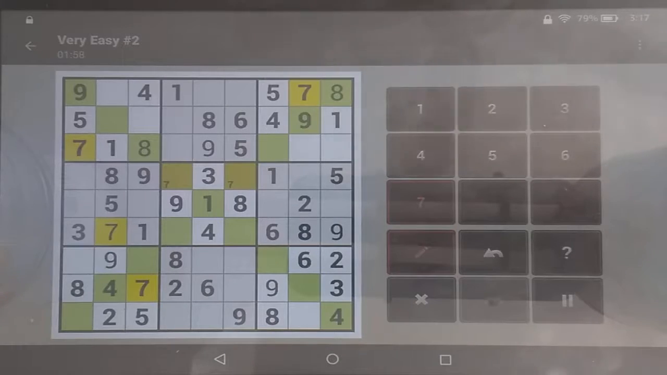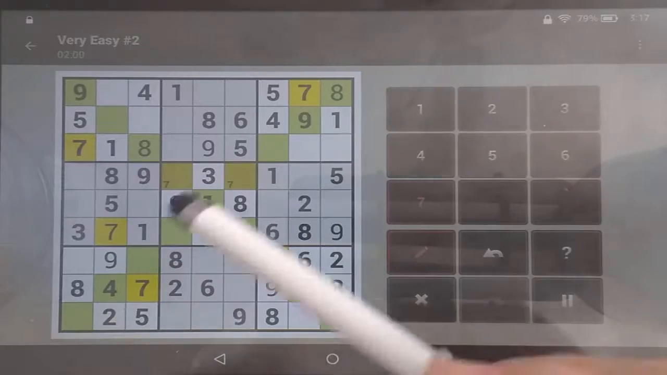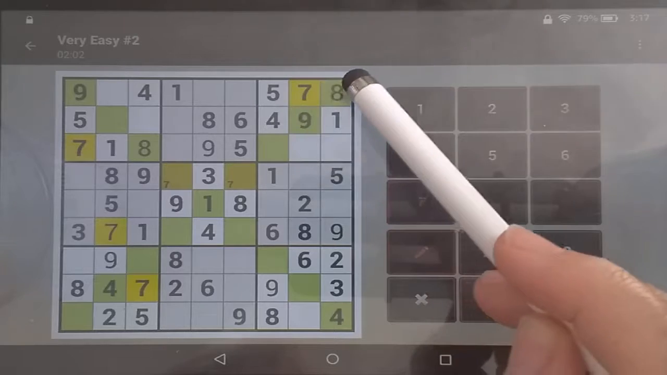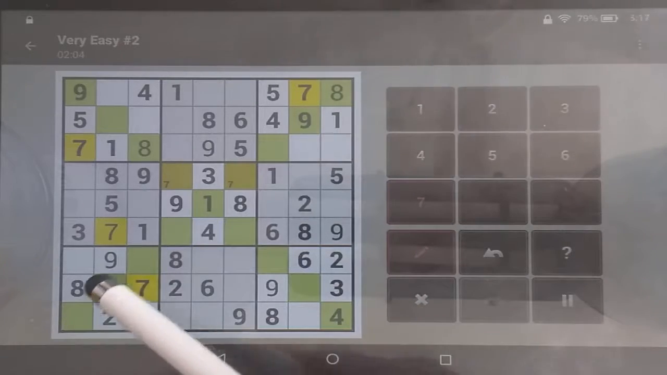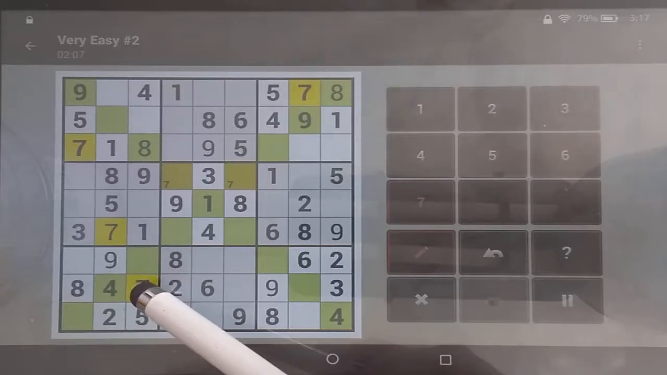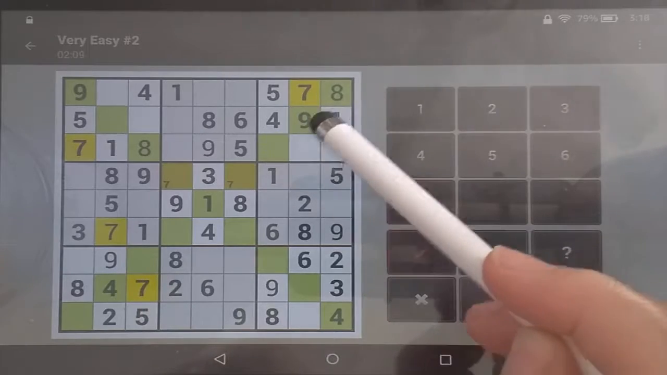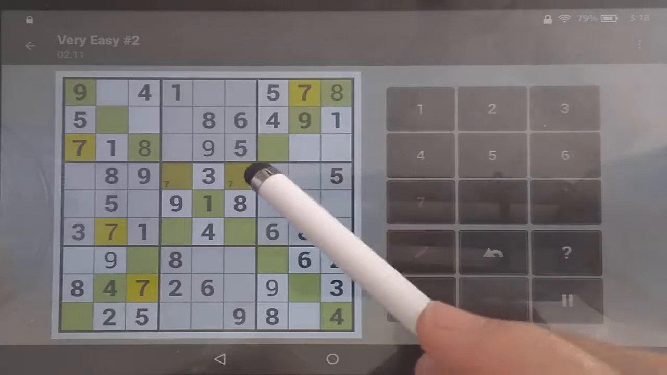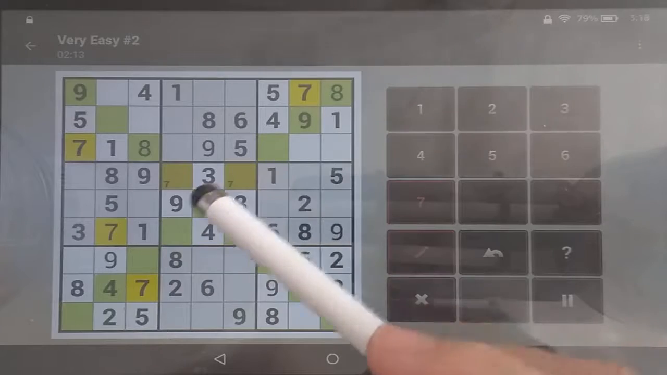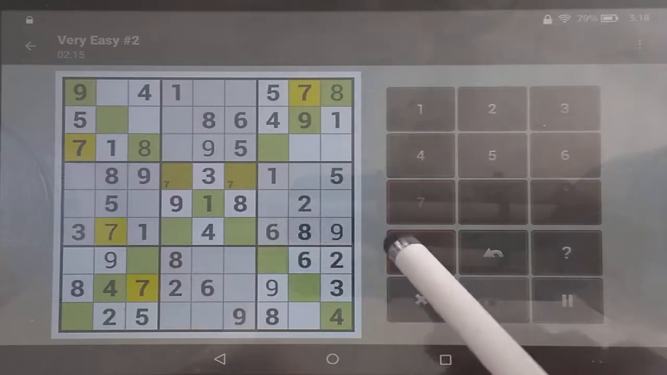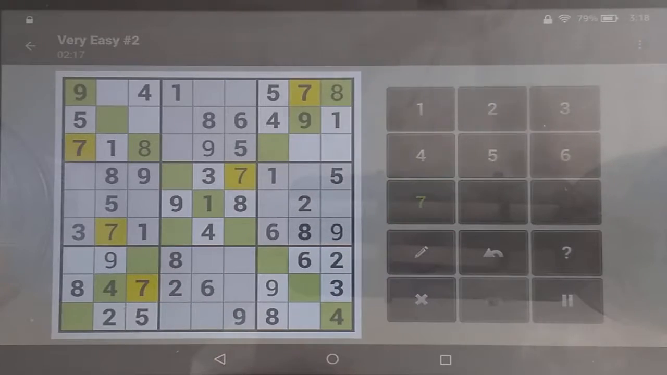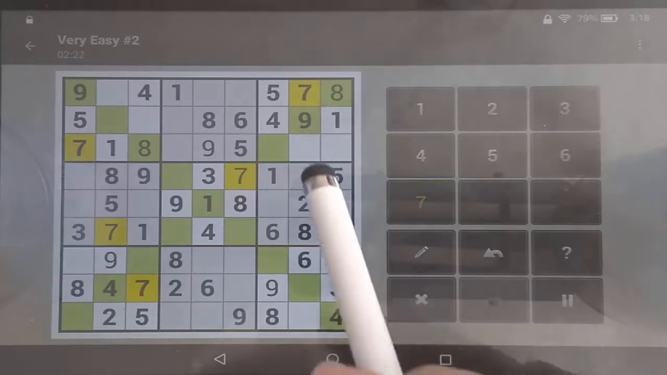Now again, I can use my X and recognize that there has to be a 7 somewhere along here. It can't be here because this box has a 7. It can't be here because this box has a 7. So it has to be one of those 2. Can't be here because that. So I know that that's got to be my 7 right there. And that's how you use the X to help you place.